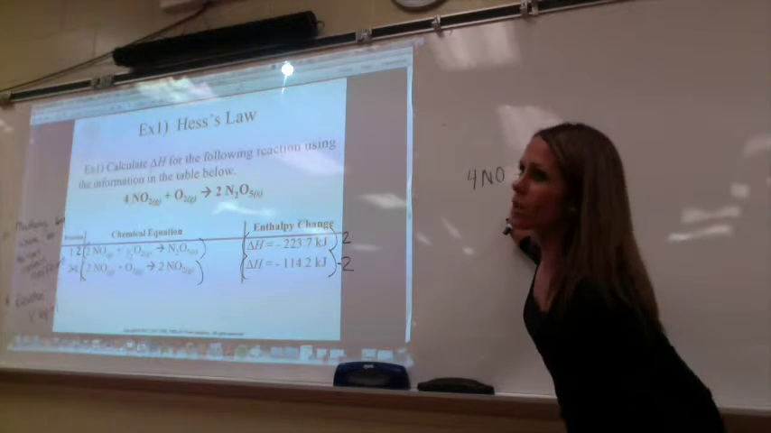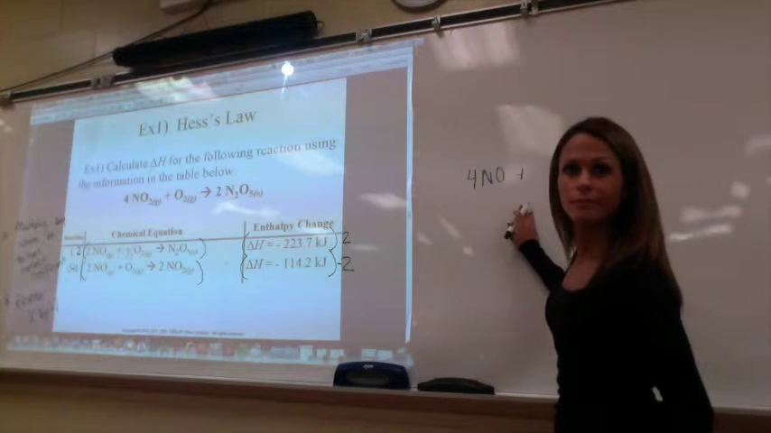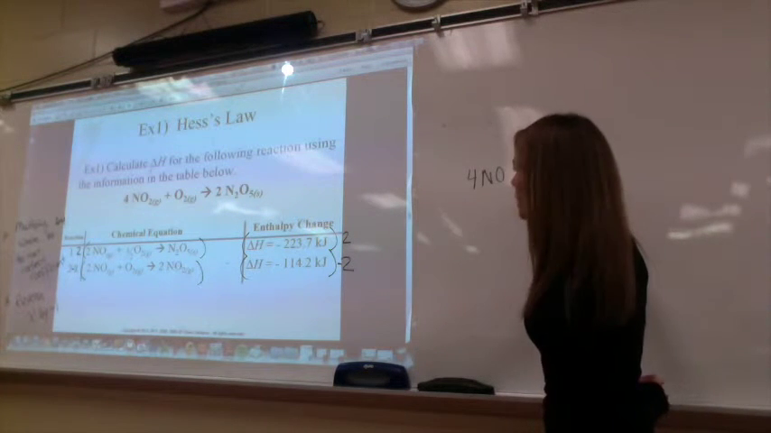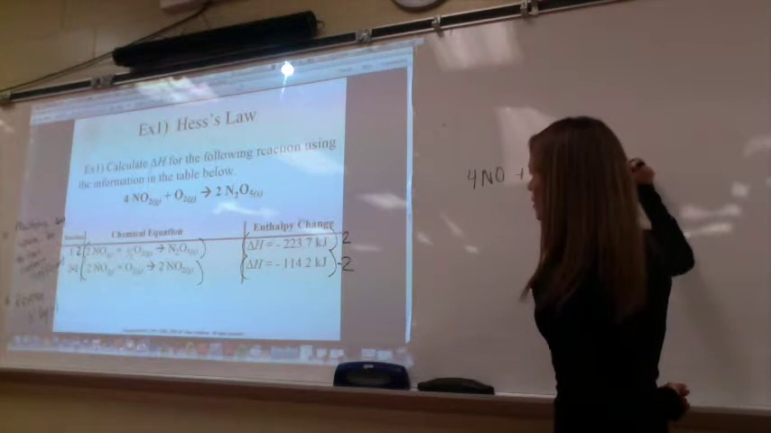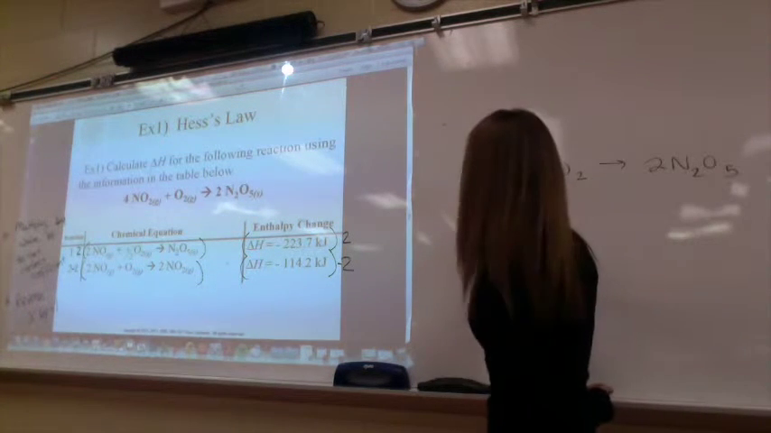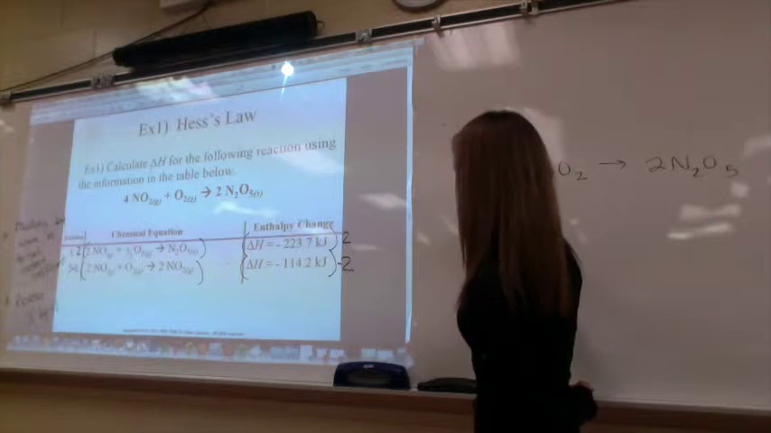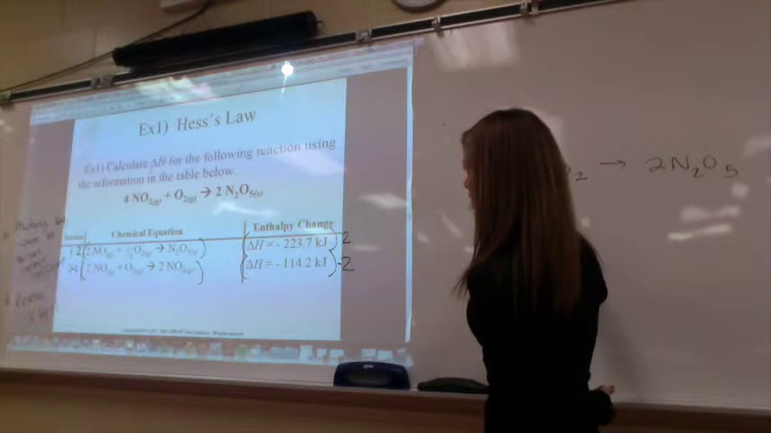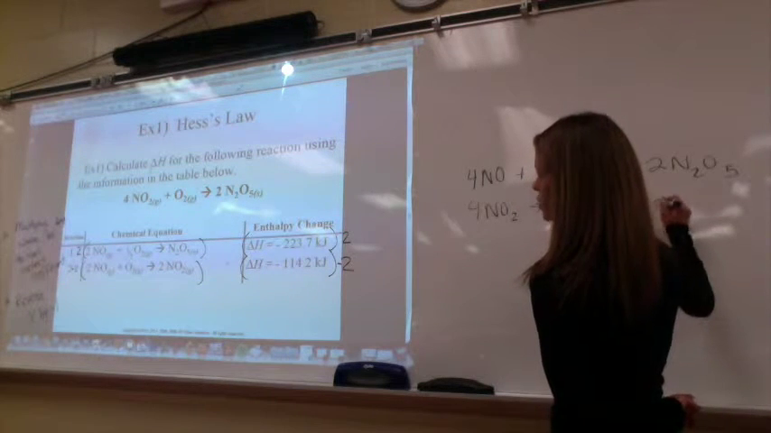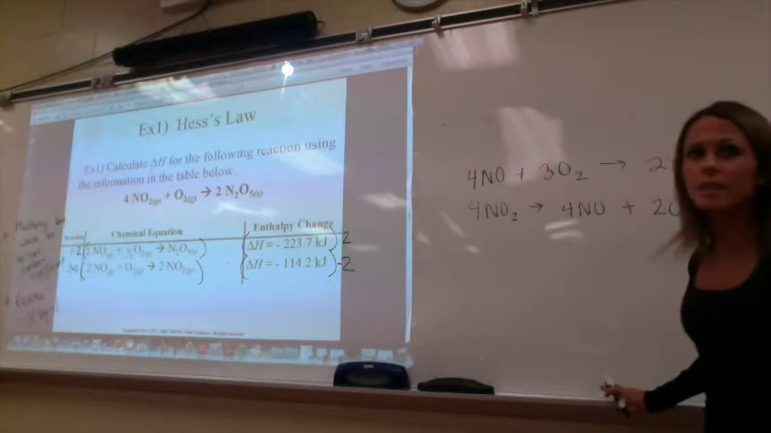So what's 2 times 3 halves? 6 halves? 3. So 3O2 yields 2N2O5. And then this is flipped. So this is 4NO2 yields 4NO plus 2O2. Does everybody see how I just did that?